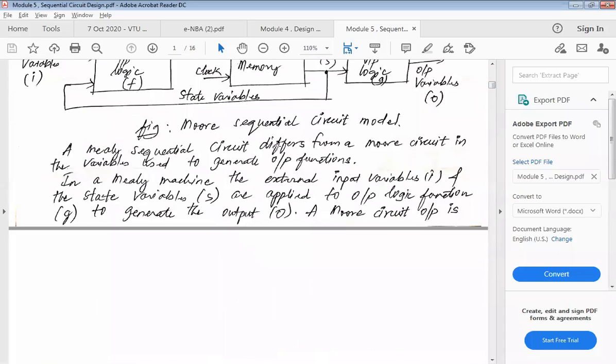A Mealy sequential circuit differs from Moore in the variables used to generate output.